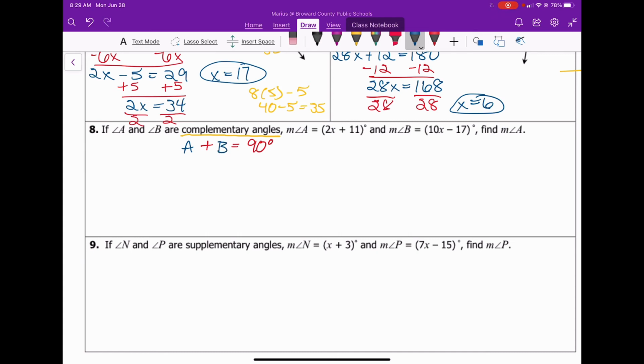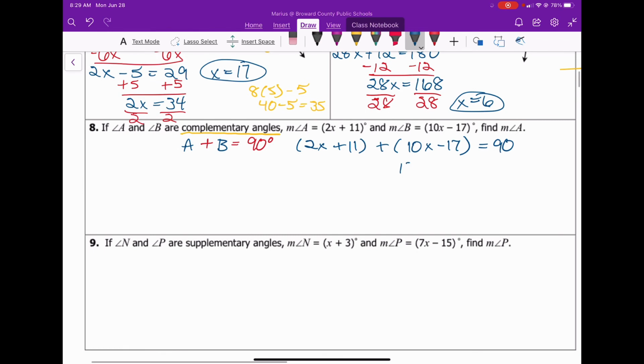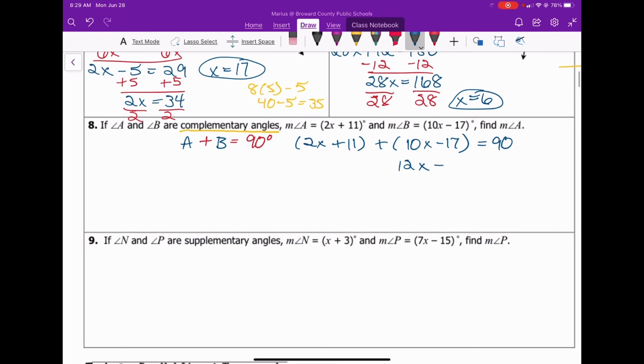So when we write that up, that's going to be 2x plus 11 plus 10x minus 17 equals 90 degrees. And then from here, we're going to end up with 12x minus 6 equals 90. Then we're going to end up with 12x equals 96 because we add 6 to both sides. Then we're going to end up with x equals 8, because we divide both sides by 12.